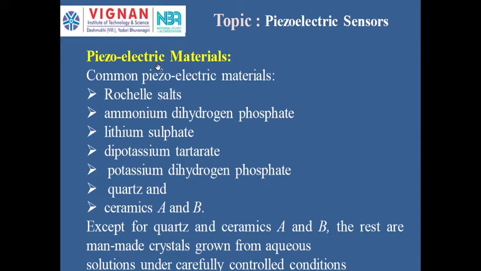So what are the piezoelectric materials? Commonly: Rochelle salt, ammonium dihydrogen phosphate, lithium sulfate, dipotassium tartrate, potassium dihydrogen phosphate, quartz, ceramics A and B. These are the materials used for construction of piezoelectric transducers, or which exhibit piezoelectric properties. Among all these materials, quartz and ceramics are natural materials or natural crystals, whereas all the remaining are man-made crystals.